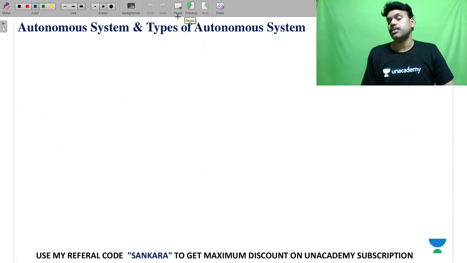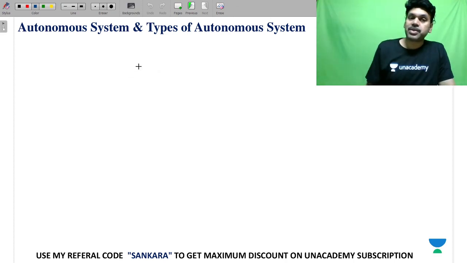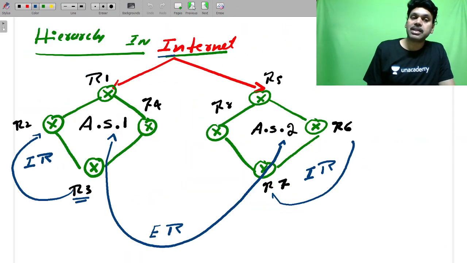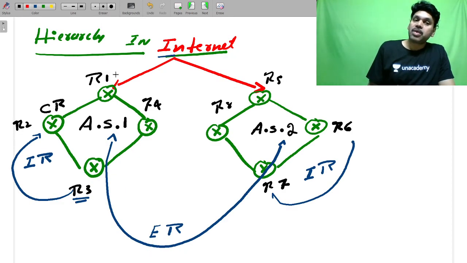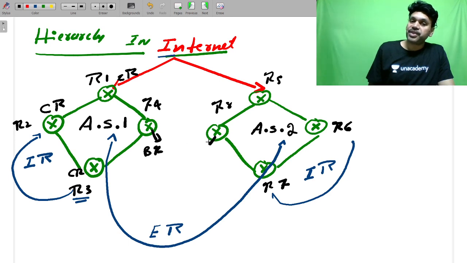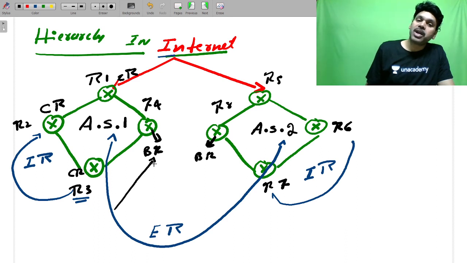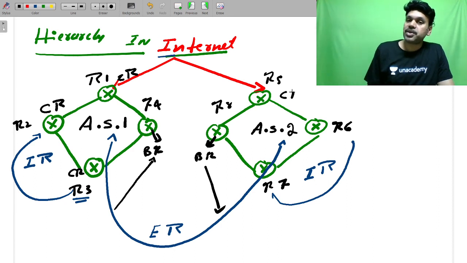So my dear friends, I already told you, please observe carefully. The diagram we will see now. This diagram. So they are all your core routers only. If you feel that this is a border router, this border router can communicate from one autonomous system to another autonomous system. And the rest are going to be core routers only.